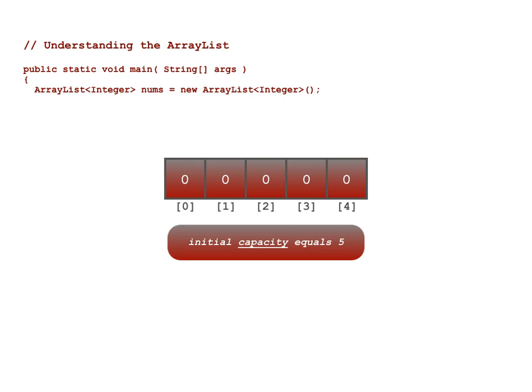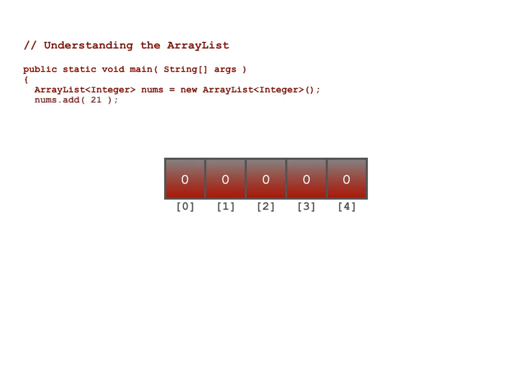So let's say after creating this ArrayList, I call nums.add(21). Since the size is currently 0, 21 will get stored in position 0. Then I call nums.add(32). 32 will then get stored in position 1. Then I call nums.add(5). 5 will get stored in position 2. Then I call nums.add(103) and nums.add(78), and those two values will get stored in the array.